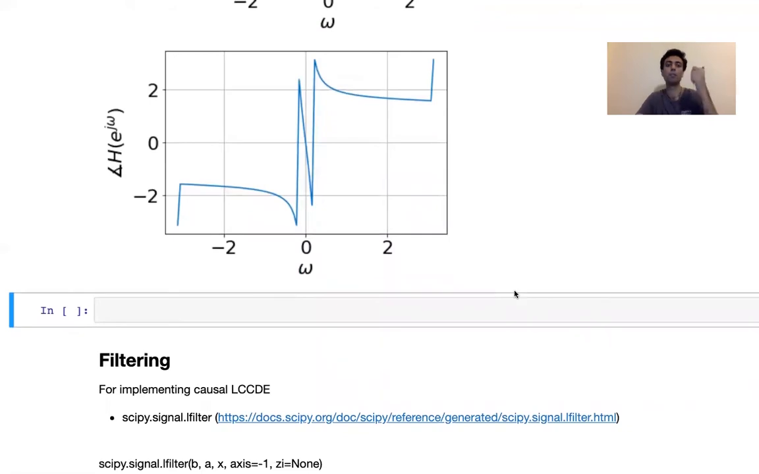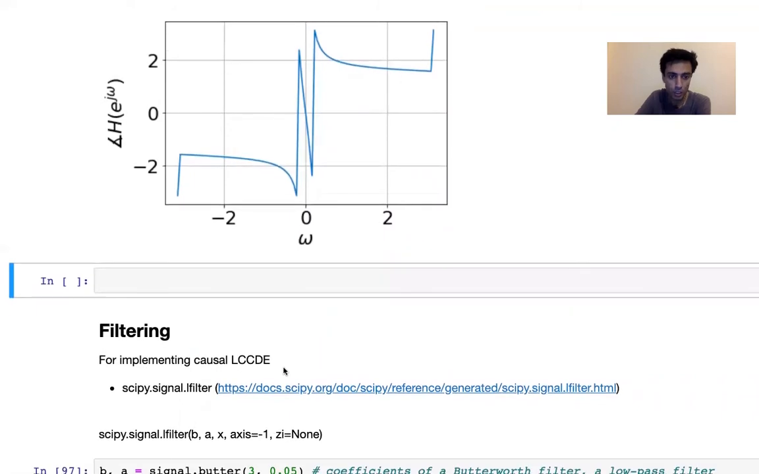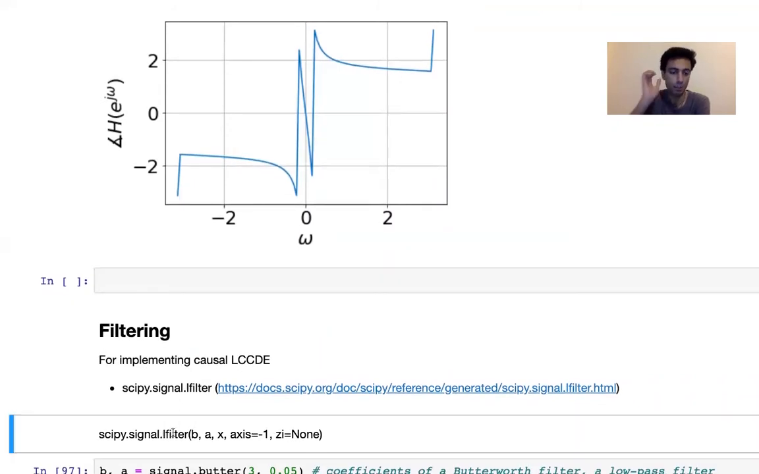Okay, now let's come to filtering. How do I actually implement a causal LCCDE, right? I saw how to plot the pole zero diagram, and how to plot the magnitude and phase diagram of H of e to the power j omega. Now, how do I actually use an H of z to filter my signal in real time? Meaning it's a causal filter. SciPy is a library which gives us a function, scipy.signal.lfilter, to do this filtering. Although we can also write it ourselves.